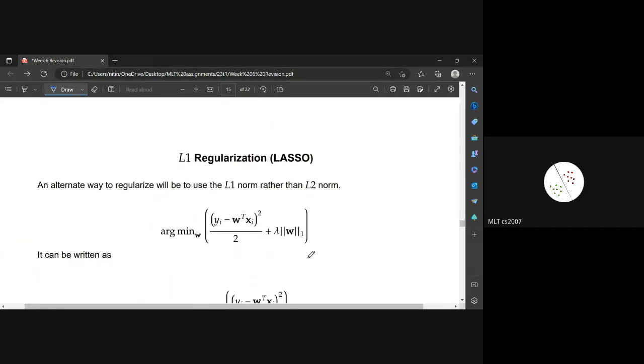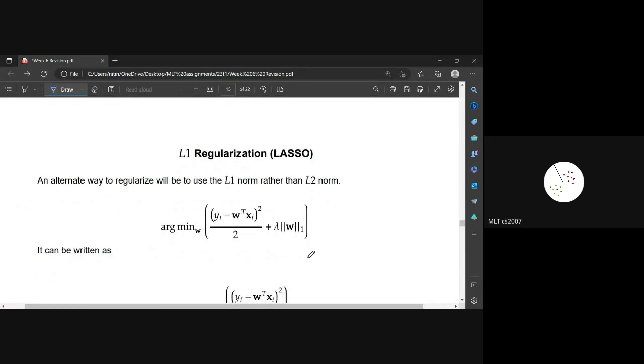It's just the same formulation, where we replaced the L2 norm by the L1 norm, right? Remember it was the norm of W squared, which was the L2 norm. Here we have taken the absolute value, which is the L1 norm. The same thing: squared loss, and this is the regularizer.